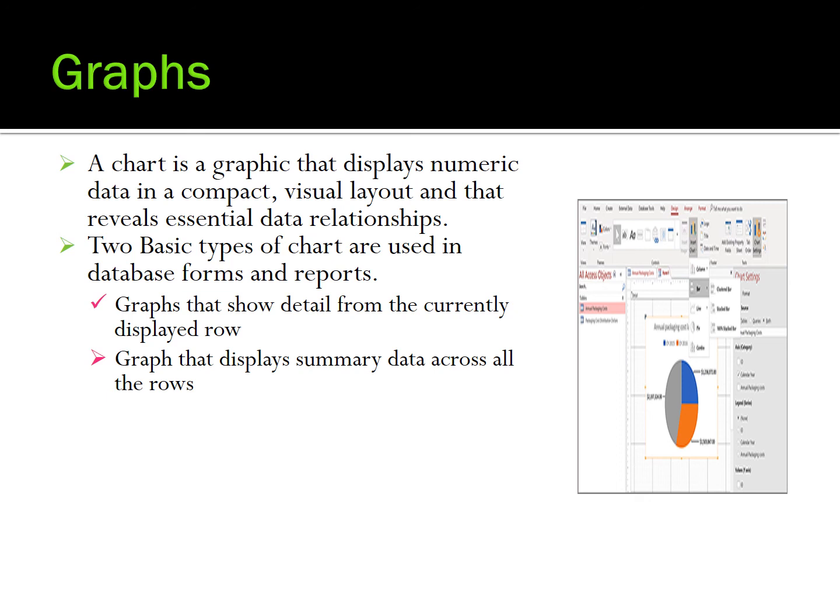Two basic types of charts are used on database forms and reports. That is, a graph that shows detail from the currently displayed rows, and second, a graph that displays summary data across all the rows.